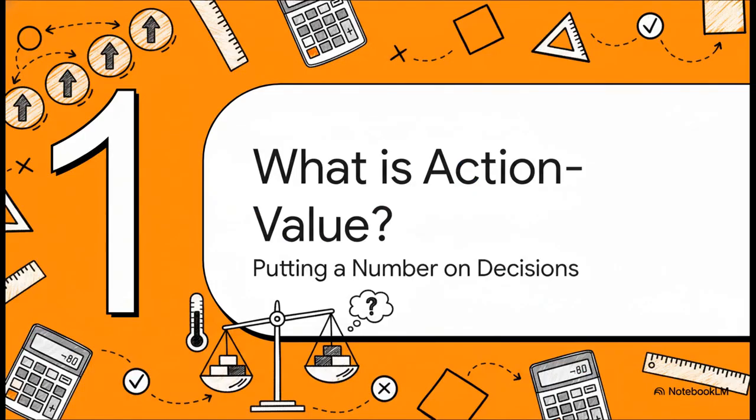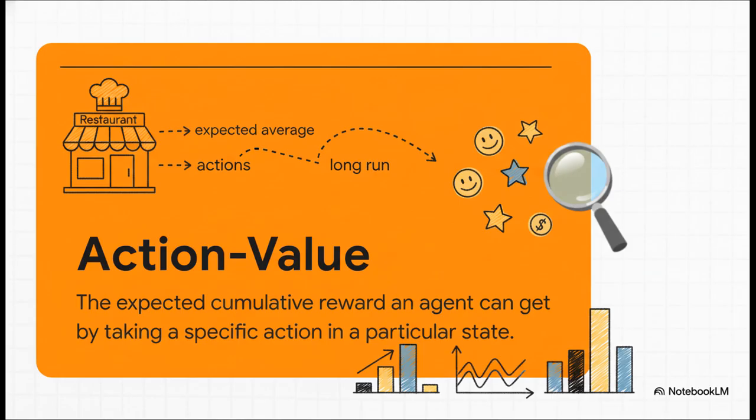Okay, first things first. If we want an agent to make good choices, it needs some way to measure how good each choice actually is, right? We literally need to put a number on our decisions. And that number is what we call the action value. Think of it this way. Imagine you're the agent, and your action is choosing a restaurant for dinner. Every time you go, you get a certain amount of satisfaction or happiness. That's your reward. The action value of a restaurant isn't about that one time you went. No, it's the average reward you expect to get over the long haul based on all your past visits. It's your gut feeling, but quantified.